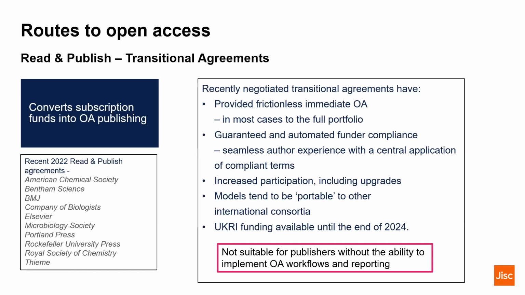Most transitional agreements have literally been frictionless with open access. It gets published immediately to a publisher's portfolio of journals. It guarantees compliance and offers a seamless experience for authors. And then on a positive note for publishers, it often increases participation in these agreements and upgrades as well if they were to take full collections of content. But I need to mention here that this isn't really suitable for publishers that don't have the ability to implement OA workflows and reporting. But it is a great way of meeting compliance with the policy.